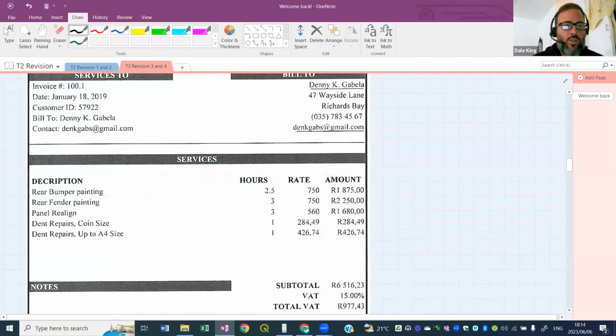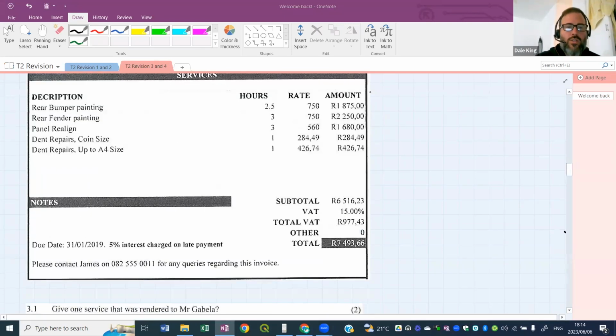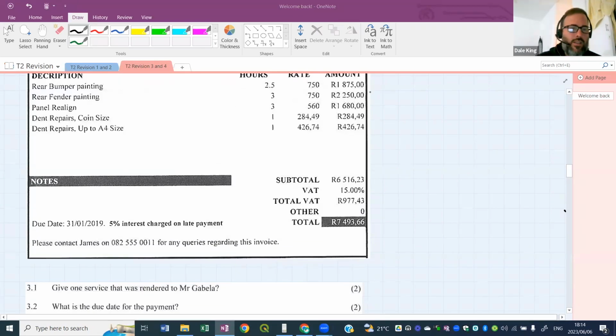Okay, so that is a service that was rendered to this person and he got charged for that service. Yes, rear fender painting. We got guys at rear bumper painting. So they're saying name. In fact, the question should have said name. They said to use the word give here. It's a very boring way to state the question. They should say name or state. But name would be a better one.